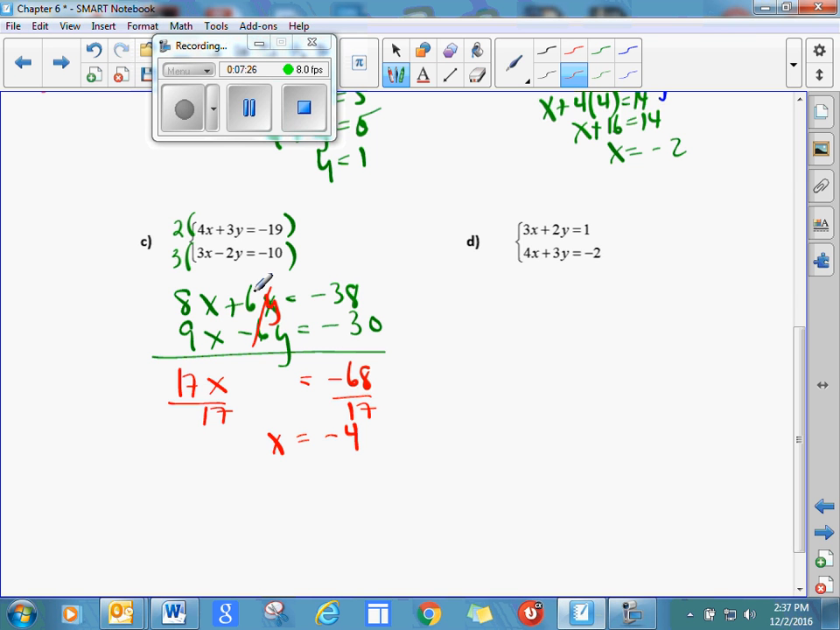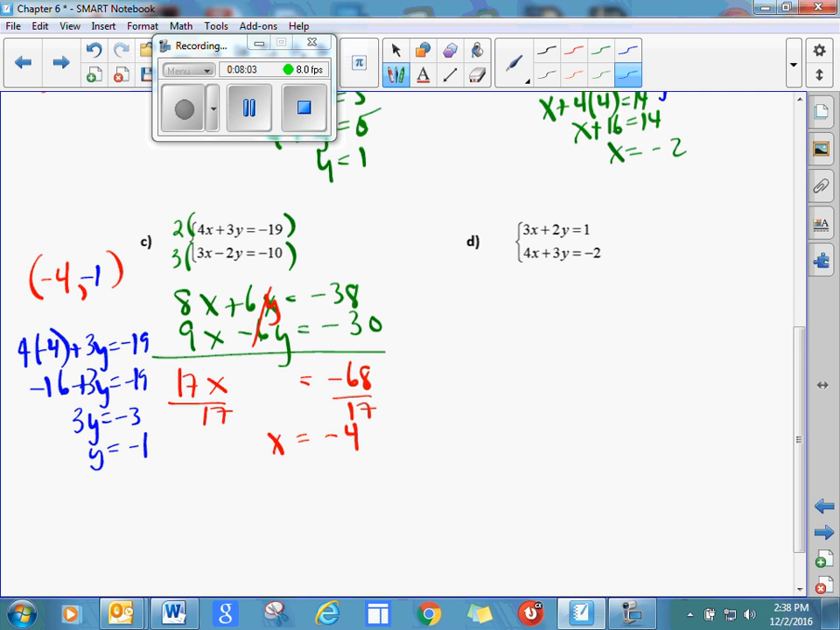So I'll write that part of my answer up here, and to find the y, we need to go back to one of these two original equations. Again, it really doesn't matter which one you pick. You're just solving for y, so that's -16 plus 3y equals -19. Add 16 to both sides, 3y equals -3. Divide, and you get y is equal to -1. You would have gotten the same value for y if you had picked the second equation to start with.